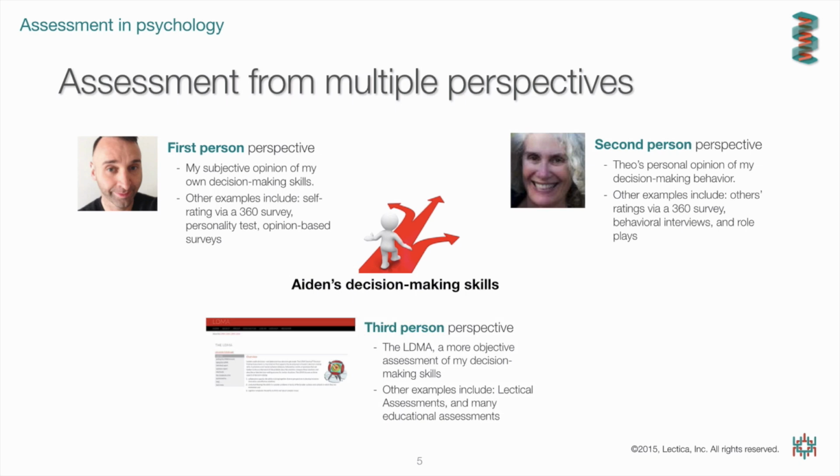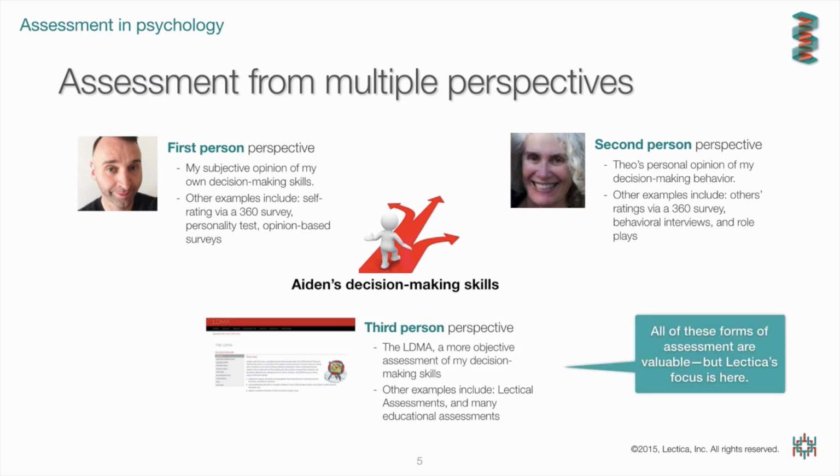Moreover, the lectical score itself is increasingly determined by purely objective criteria. Other examples of third-person assessments include other lectical assessments and several other types of educational assessments. I'm keen to emphasize that all of these assessments are valuable and I can get important insights about my decision-making skills from all 3 perspectives. But I'm better off overall if I tap into all 3.